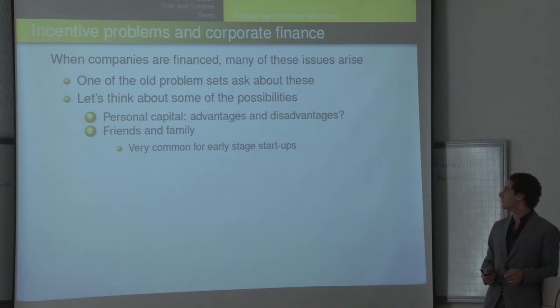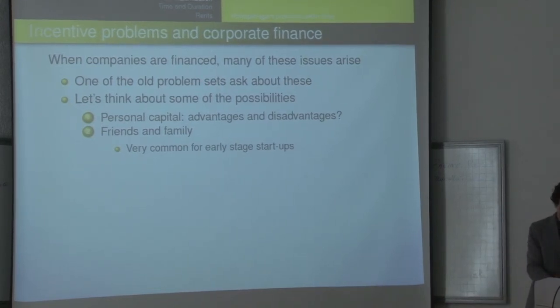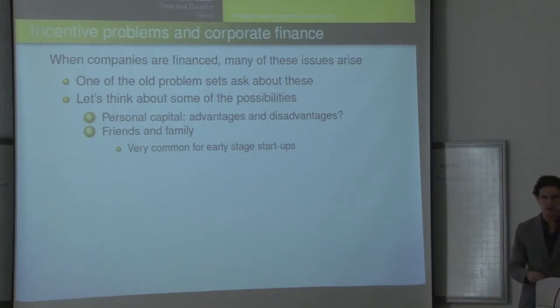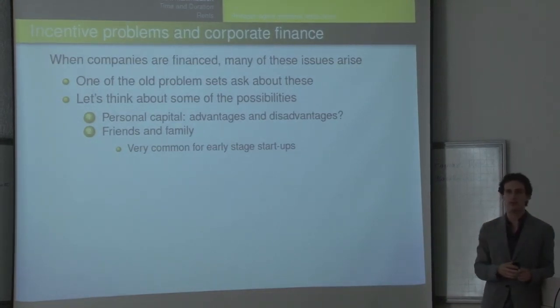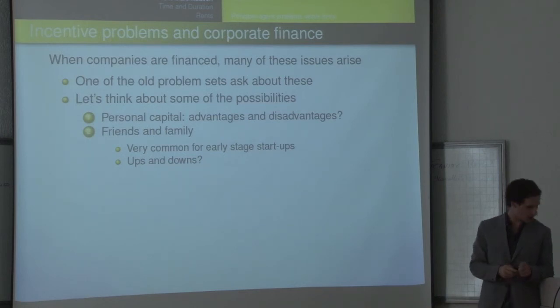Another way you can finance it is by friends and family, which is very common in the early stages of a startup. You get money from your friends or from family members. You say, I've got this great idea. Can you give me a bit of money? And you get some control over the company. What do you think are the advantages of being financed by friends or family?